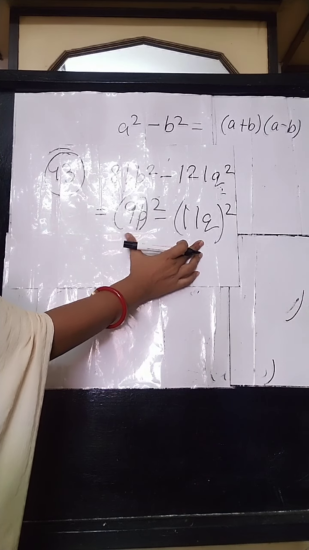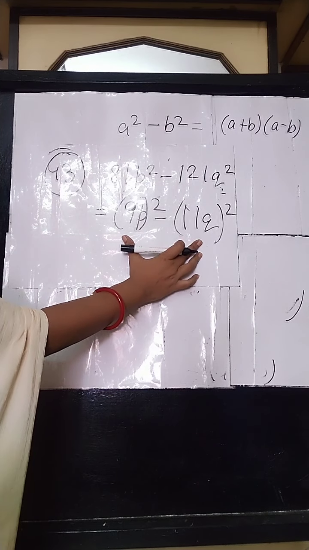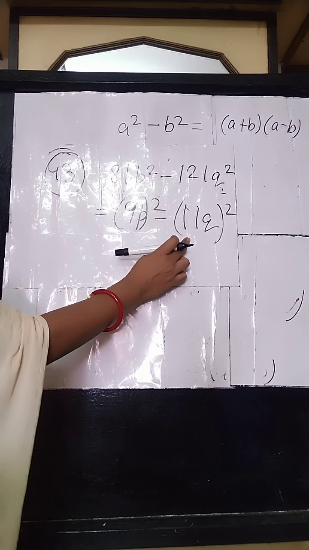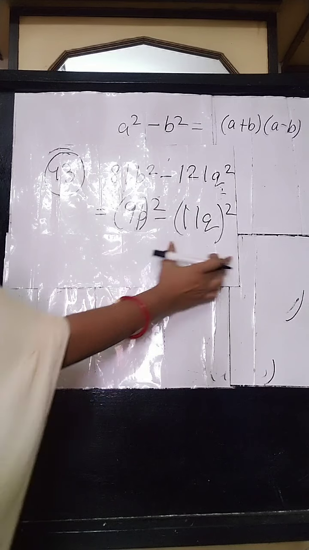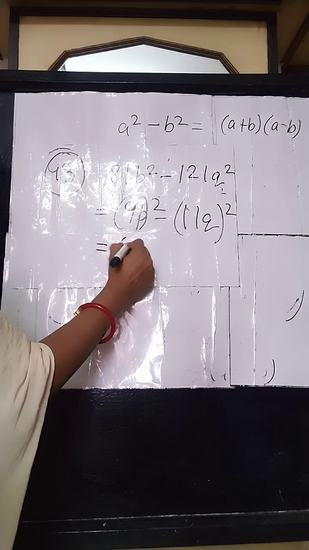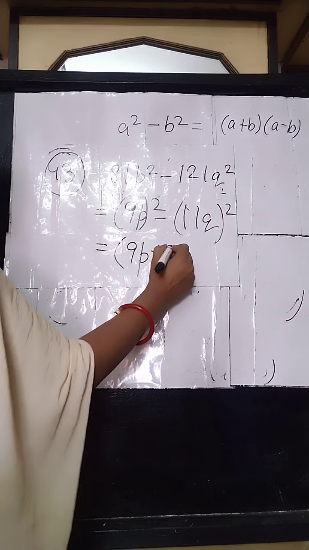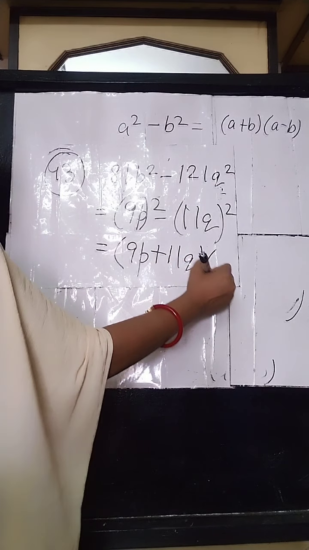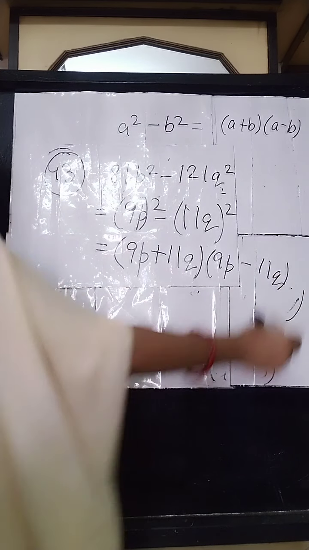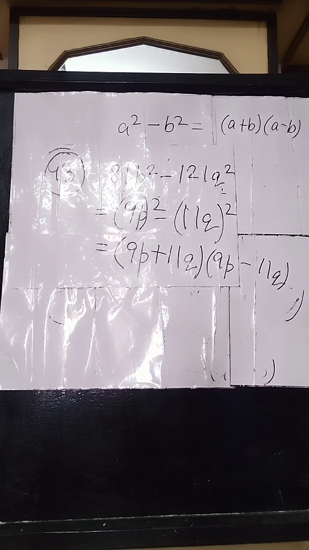So 9p is the first term and 11q is the second term. So in one bracket we will write first term plus second term, into, in the other bracket we will write first term minus second term. So the next immediate line will be 9p plus 11q into 9p minus 11q. See, this is how we will solve the sums. I hope you have understood.